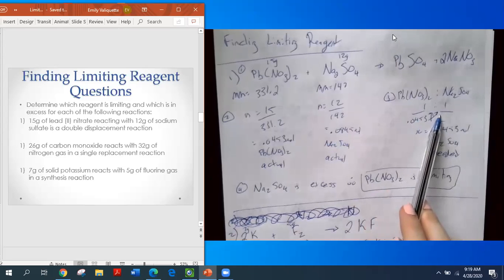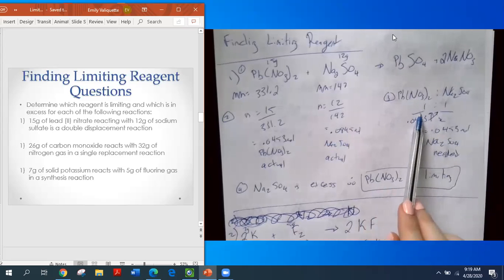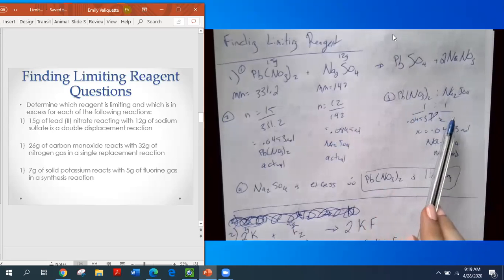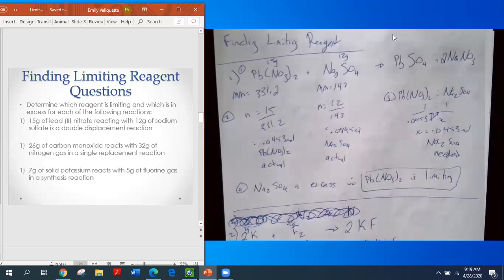So when we plug in our X and one of our mole values, you will get 0.0453 moles of sodium sulfate needed. Or again, you could have put the X in the first position here and plugged in 0.0845 moles in the other position. You would have got 0.0845 moles of lead nitrate needed.